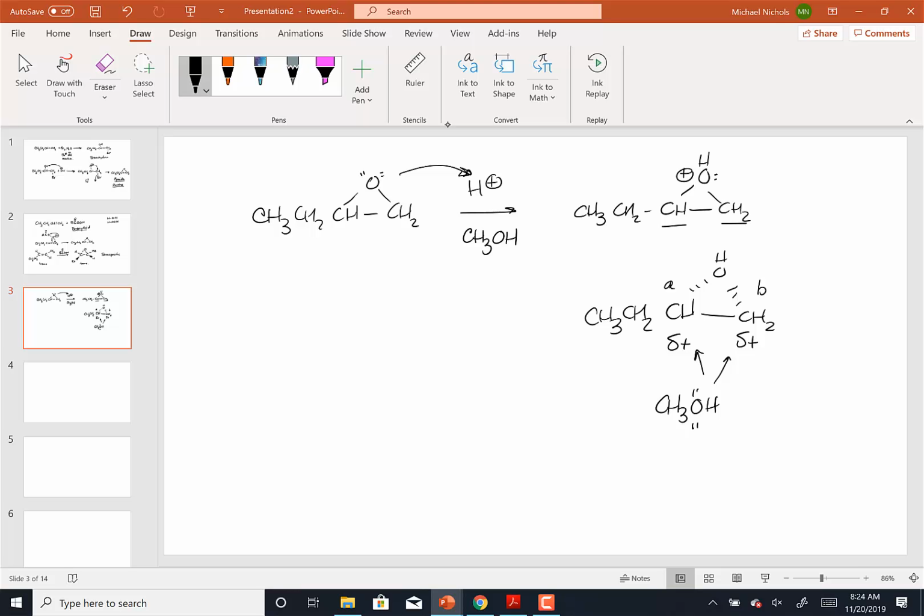So which one is the methanol going to attack? We ready to revote? All right, which one is the methanol going to end up on, carbon A or carbon B? 17 to 5. A. So your vote is for A.